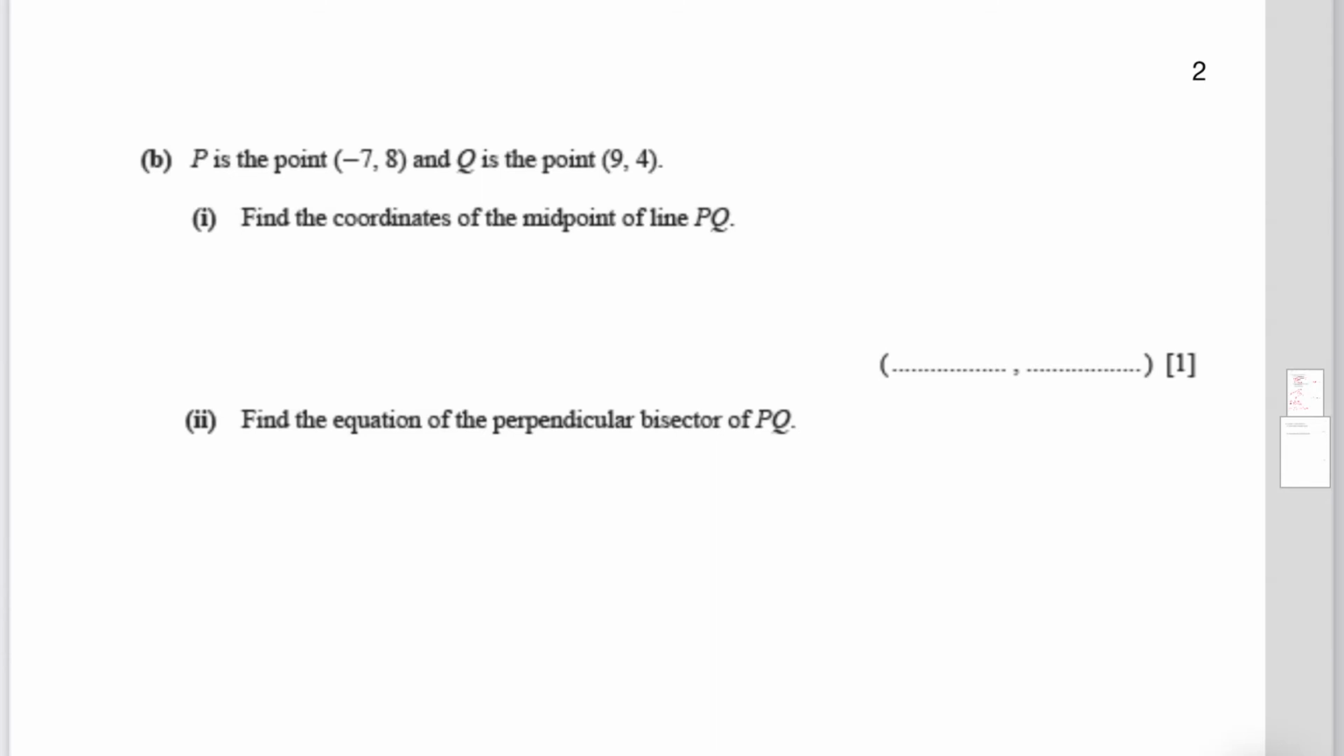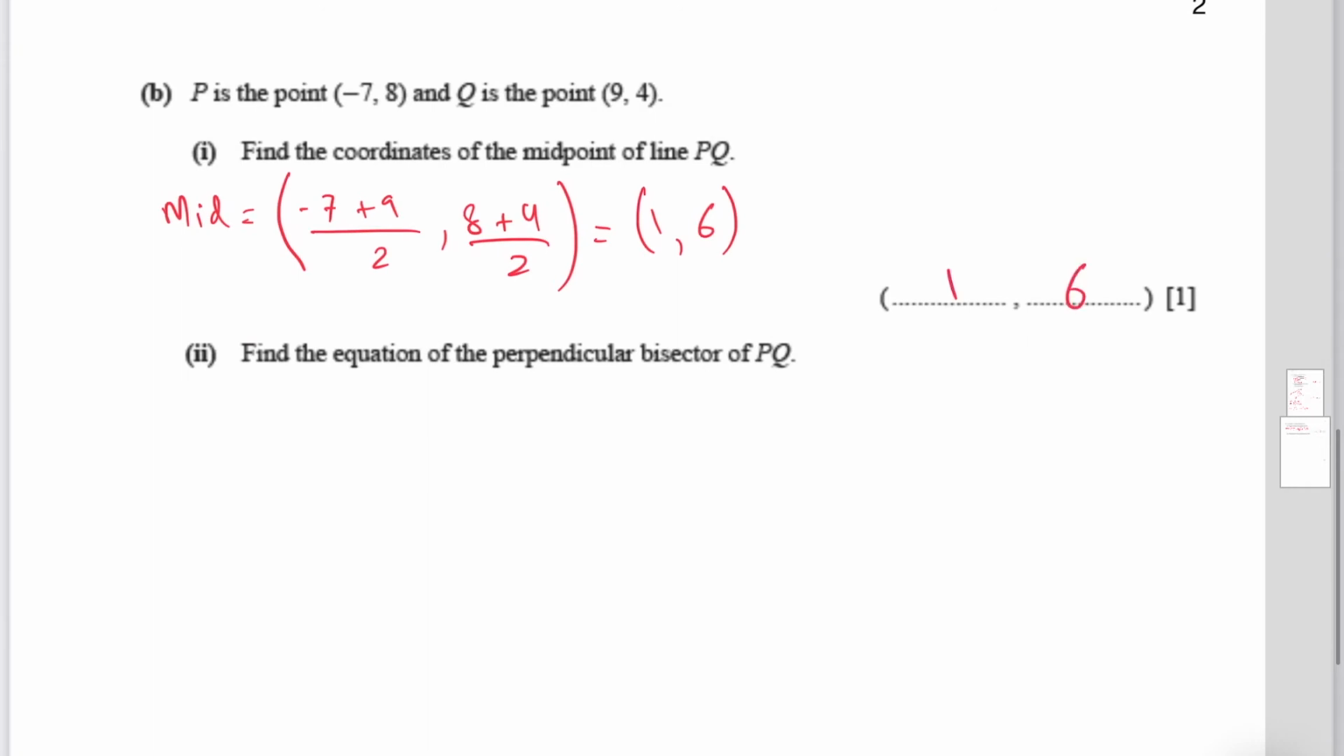Okay, so the midpoint, let's call this mid. We would need to do x1 plus x2 divided by 2 and y1 plus y2 divided by 2. So we have -7 plus 9 divided by 2, that's for x, and we have 8 plus 4 divided by 2, that's for y. So let's find out what we get. -7 plus 9 gives us 2, 2 divided by 2 gives us 1, and for y it's 8 plus 4, which is 12, 12 divided by 2 gives us 6. So the coordinates of the midpoint are 1 and 6.